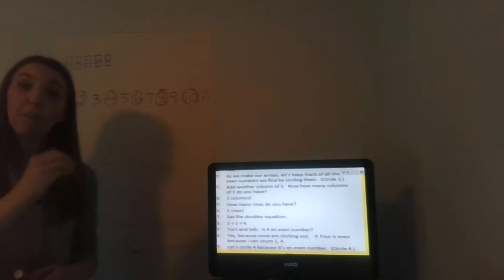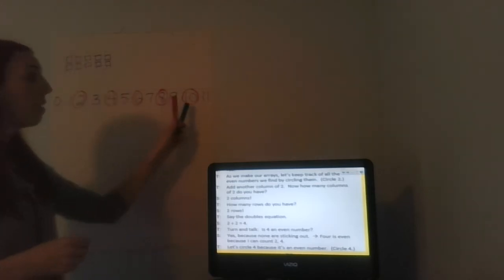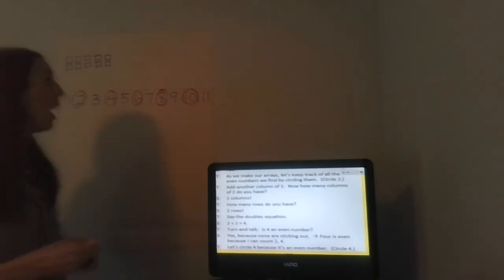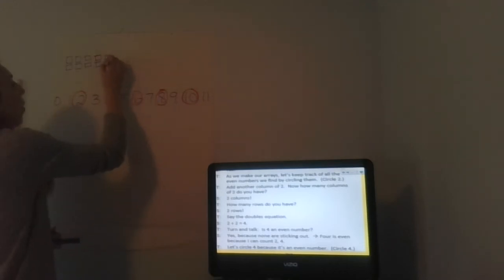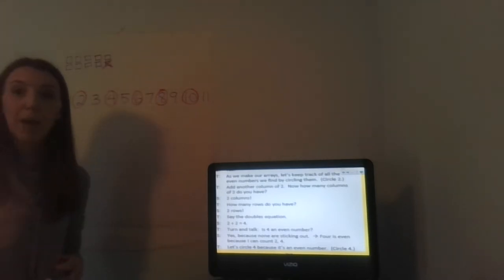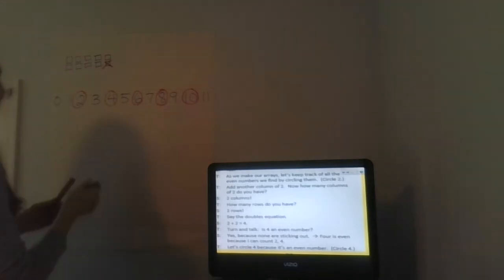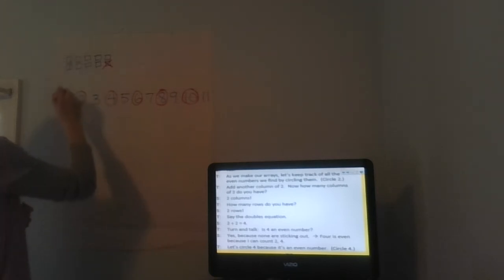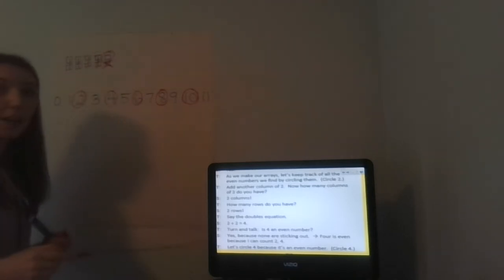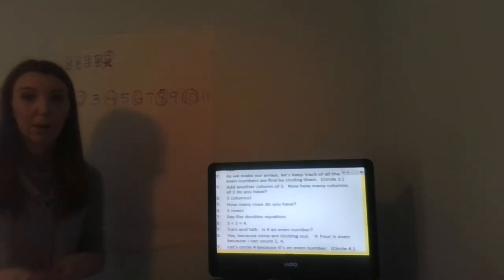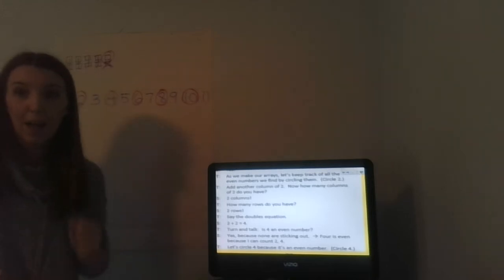Now, if you have a problem where you have an array that has an even number, but you have to take one away. If I had to take away 1 square, would my array still be even? Well, let's see. I compare these, I compare these, I compare these, and I compare these, but I have 1 left over. That means it is an odd number. It's an odd one out.